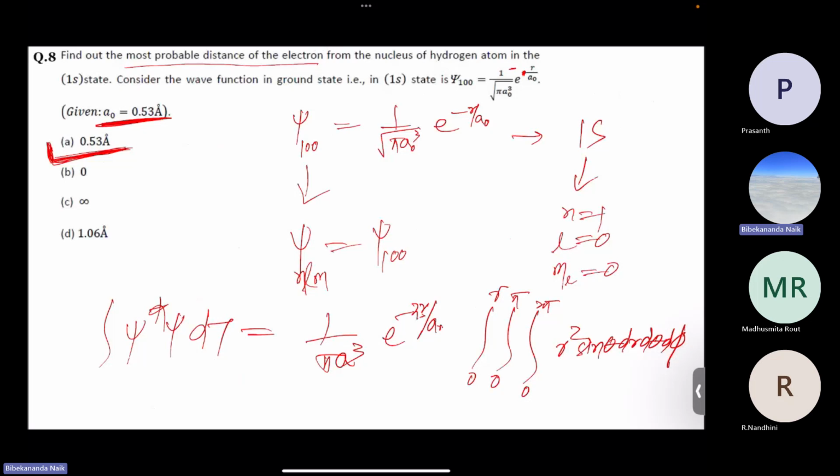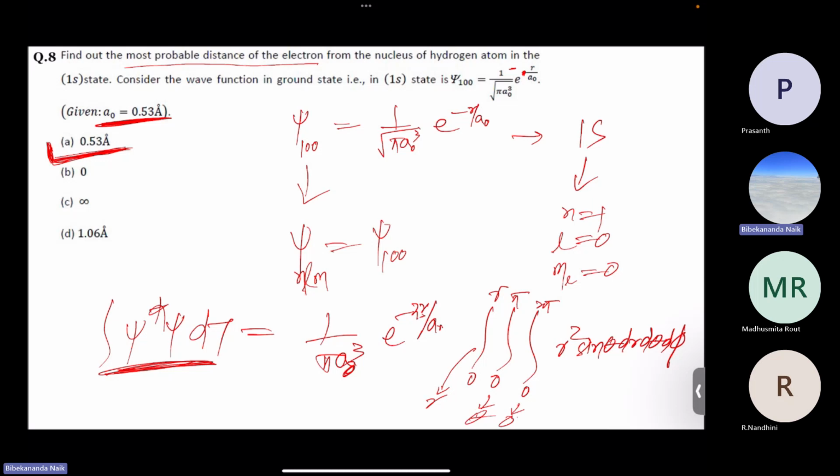It was 1 by root pi a0 cubed, e to the power minus r by a0. And the options were: 0.53 angstrom, 0, infinite, and 1.06 angstrom. So if you take the integration, this is psi star psi d tau. This is 1 by pi a0 cubed e to the power minus 2r by a0, and the integration is 0 to r, 0 to pi, and 0 to 2 pi. This is for r, this is for theta, and this is for phi.